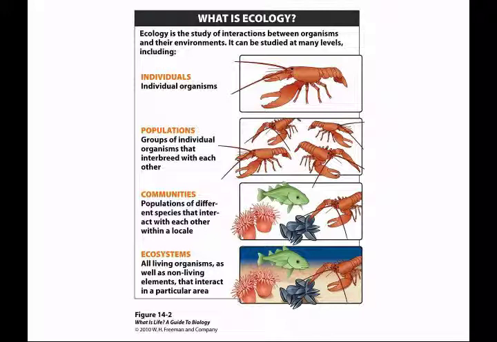And then looking at the ecosystem, we look at things like climate, water temperature, water clarity, pollution, the minerals and the different types of rocks, the different types of dissolved gases in the water. So all the living organisms as well as the non-living elements that interact together in a particular area. So you start to see how complex this gets, and it gets complex very fast.